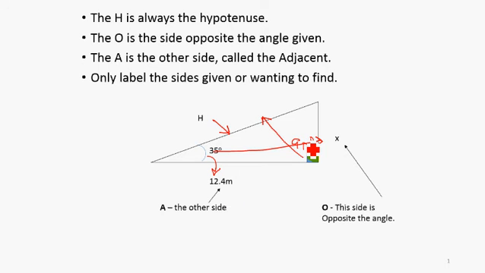So that's labeling them. Now be mindful, sometimes the triangles are placed in a different way, but the labeling should always be the same. We've got the angle here, and this is the 90 degrees. This will be the hypotenuse. Right across from the angle is the opposite, and right next to it is the adjacent side.